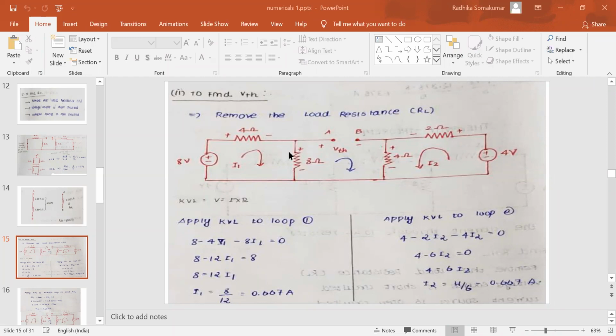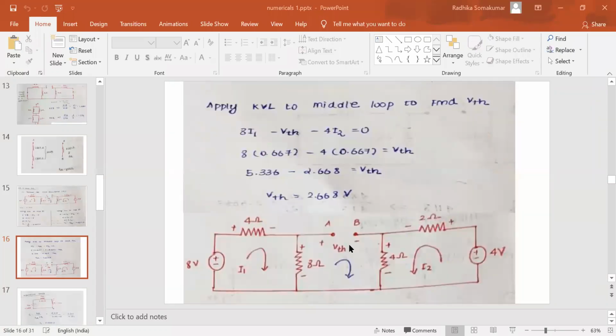Now the problem seems very easy to solve. You just have to write the final KVL equation over here, and the only unknown will be your VThevenin. All right, so tell me now how you can write the KVL equation over here, for this middle mesh? It will be 8I1, minus VThevenin, minus 4I2 equals 0. Exactly.